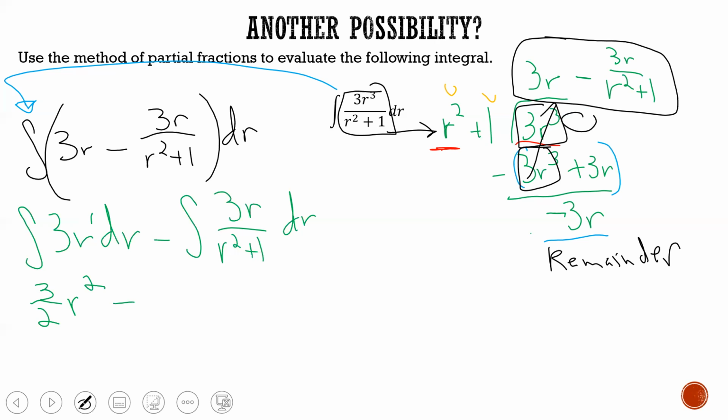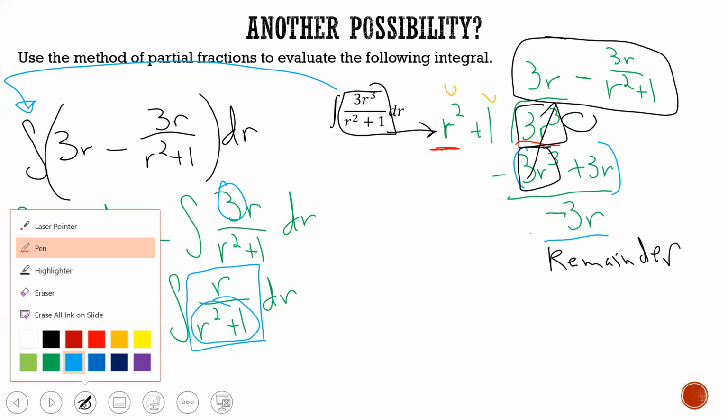Minus, in the second integral, I'm going to go ahead and factor out the 3 here since it's a constant. This would be minus 3 times the integral of r over r squared plus 1 dr. And then we want to go after this integral here. Since we've been thinking about partial fractions in this section, we might think, how can we break that into a partial fraction? Notice, however, the denominator here does not factor. R squared plus 1 does not factor, so that won't work.